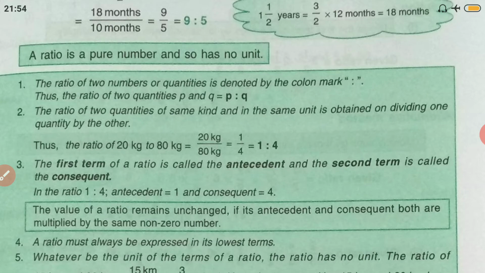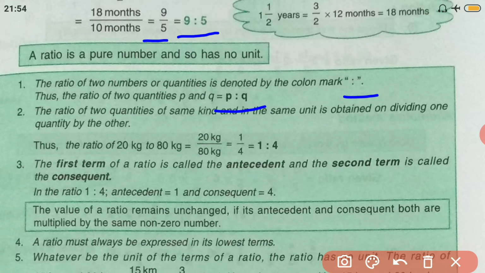The ratio of two numbers or quantities is denoted by a colon mark, two dots. Like here 9:5, we pronounce it as 9 is to 5. So here you can see the fraction can be written as a ratio. Thus the ratio of two quantities P and Q can be any numbers like 5 and 6, 9 and 14, and it can be written as P is to Q, right?